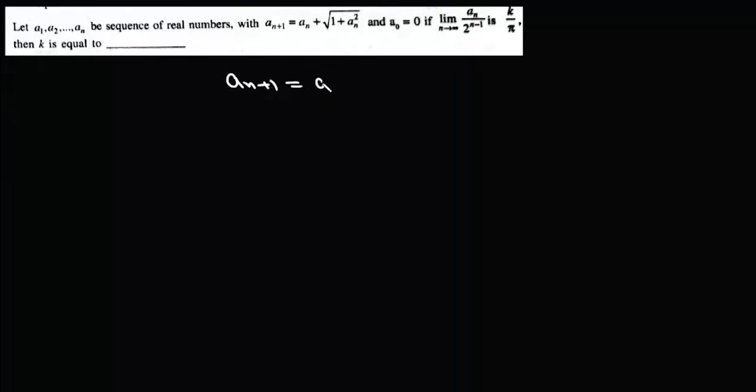Now here we are given a sequence of real numbers such that an plus 1 equals an plus under root of 1 plus an square, and a0 equals 0. If limit n tends to infinity, an upon 2 to the power n minus 1 is k by pi, we need to find the value of k. Now we put n as 0, we'll get a1, and this a1 will be a0 plus under root of 1 plus 0, which is 1.